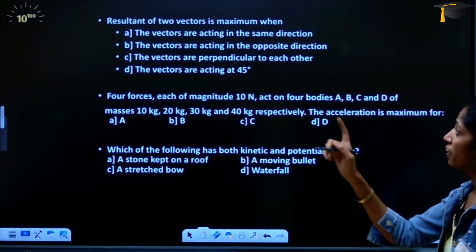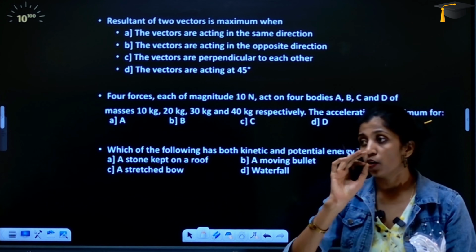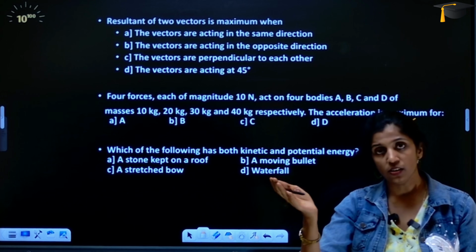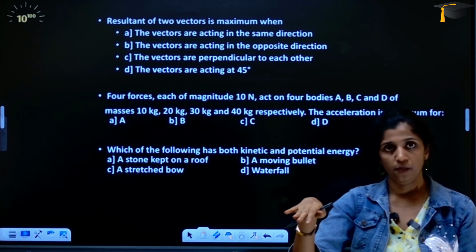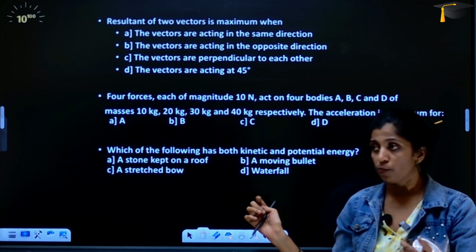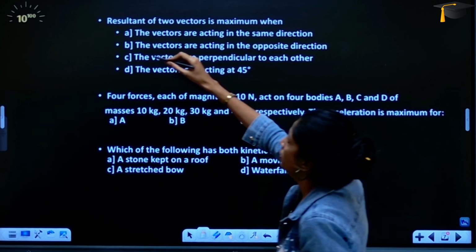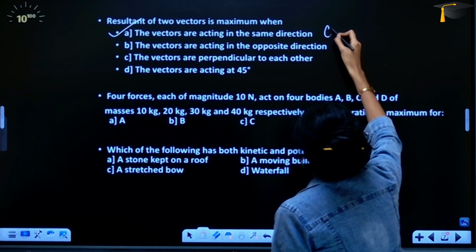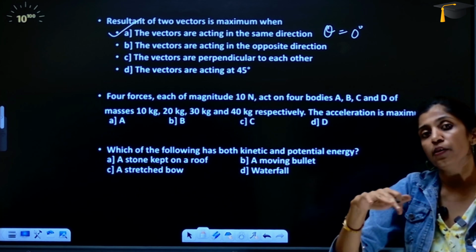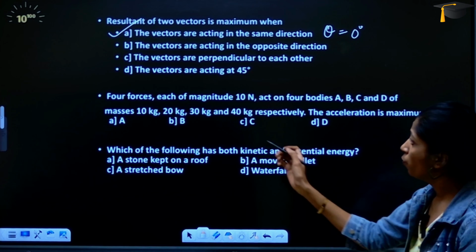Okay, so moving to the next. The resultant of two vectors is maximum when? Please remember this. We have two vectors moving in the same direction, opposite direction, and perpendicular. You have a derivation also in that. When we are deriving, I will mention that. So remember, it is maximum when they both are acting in the same direction, when the angle between the two vectors is 0 degrees, students. That time the resultant of two vectors will be maximum. Remember this.